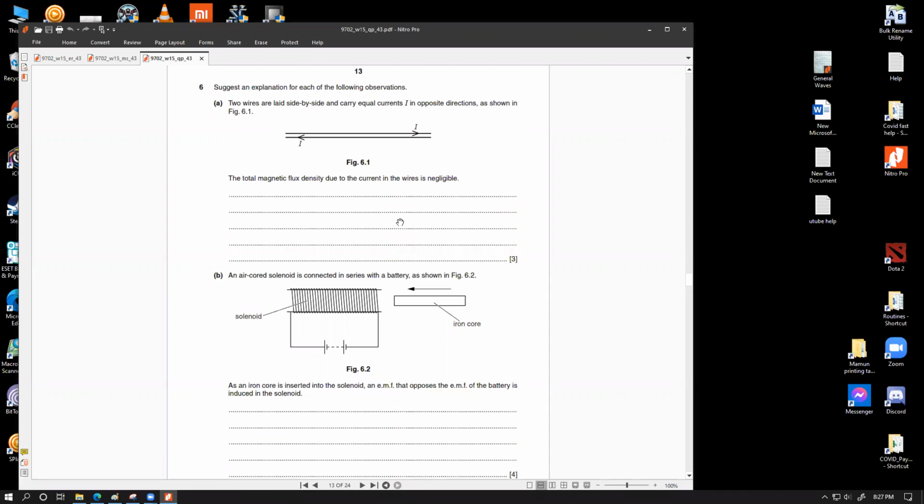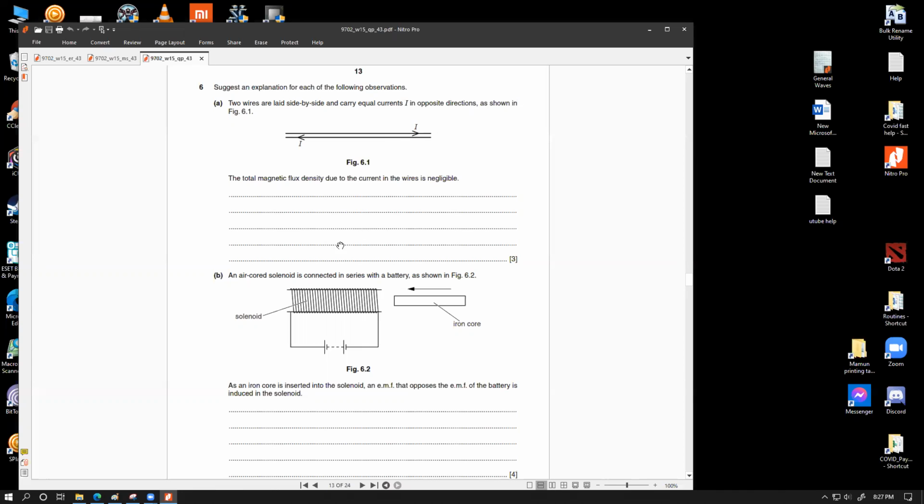Give an explanation for each of the following observations. Two wires are laid side by side and carry equal currents I in opposite directions as shown in figure 6.1. The total magnetic flux density due to the current in the wires is negligible. This is the same question that we just discussed. For a typical working scenario, the distance between the wires has to be, let's say, 2-3 millimeters, and the current values that we could possibly achieve within these wires are very small.